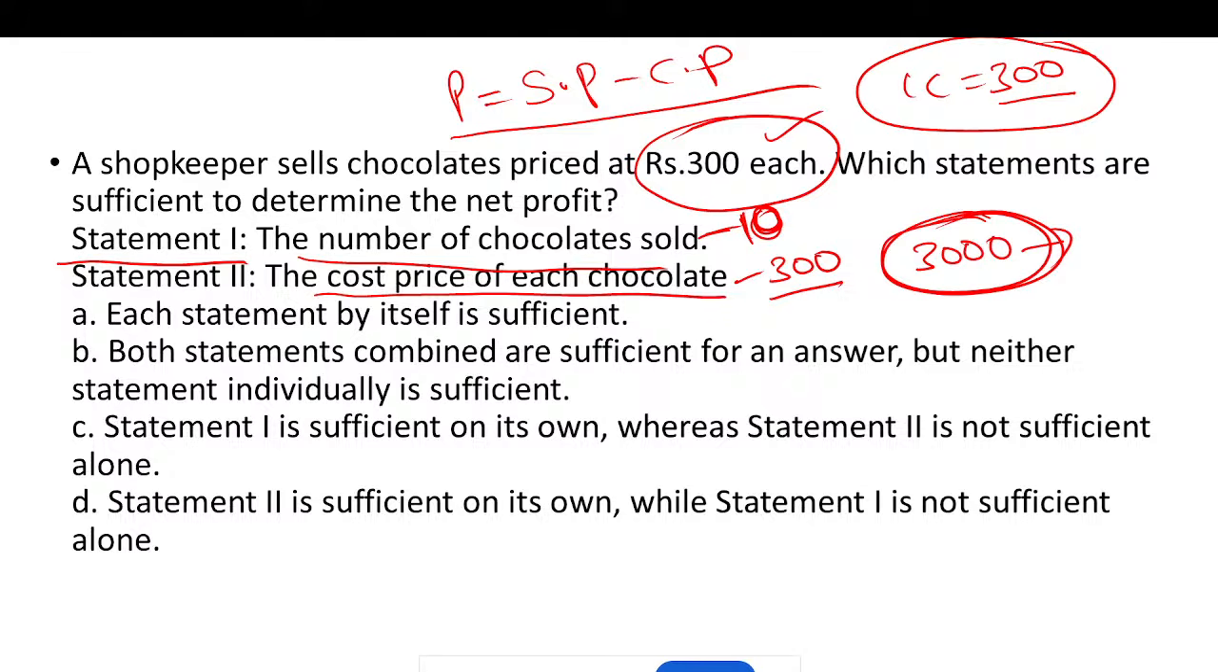But at what price are they selling? Do we know at what price they are selling? No. If we don't know at what price they are selling, how can we identify the profit?